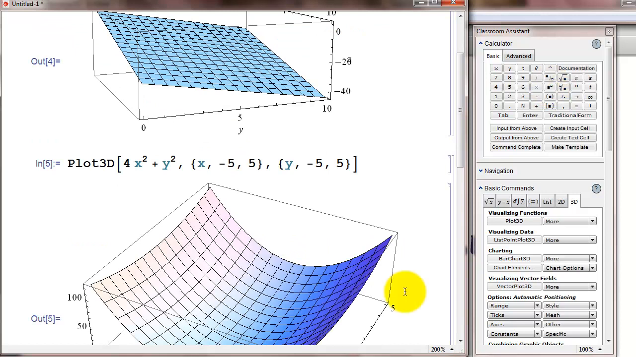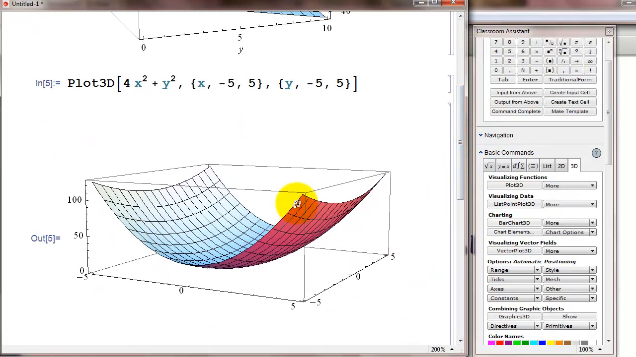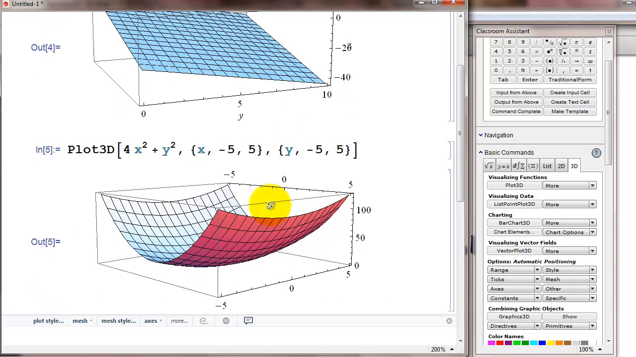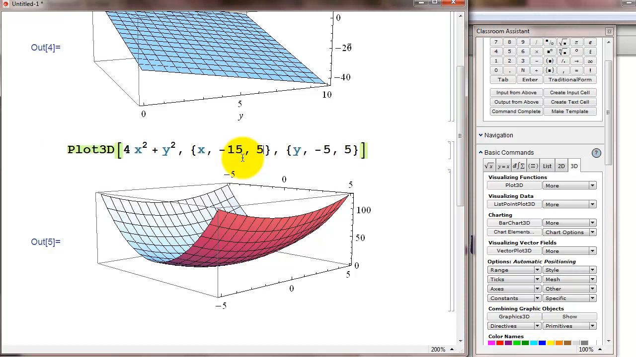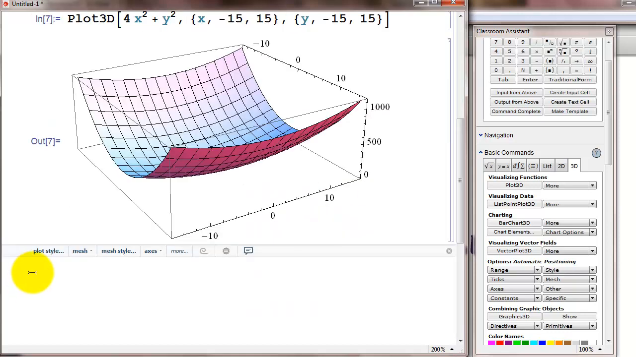Shift enter. And that plot looks really nice. Now the question is, what happens as we take on more x and y values? So let's just bring this out a little bit, maybe 15. And we still kind of have that same general shape.